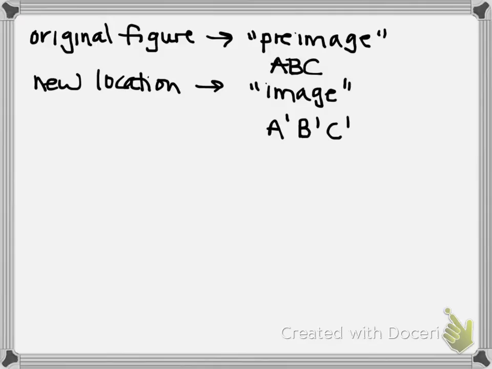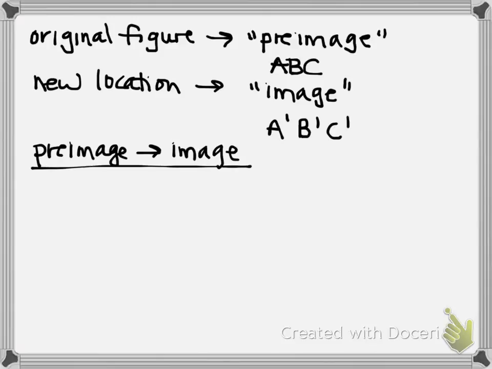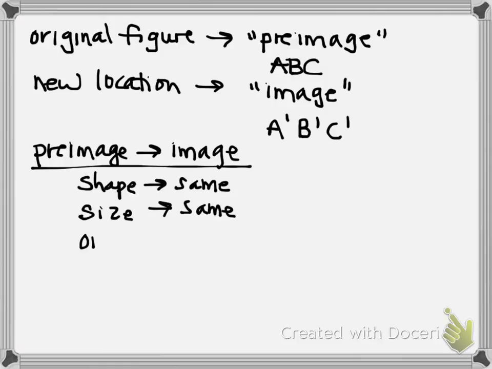So with a translation, the pre-image to the image, the shape remains the same, the size remains the same, the orientation, so it doesn't rotate, stays the same.